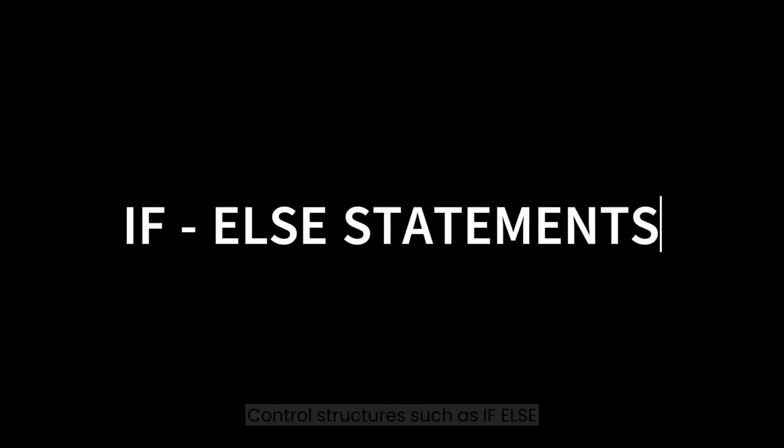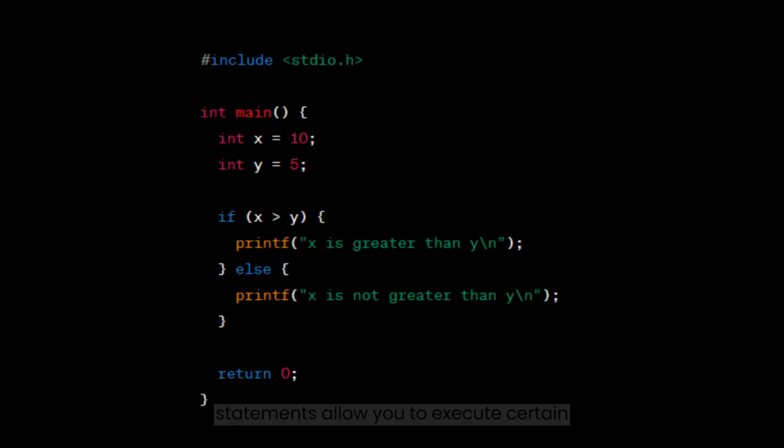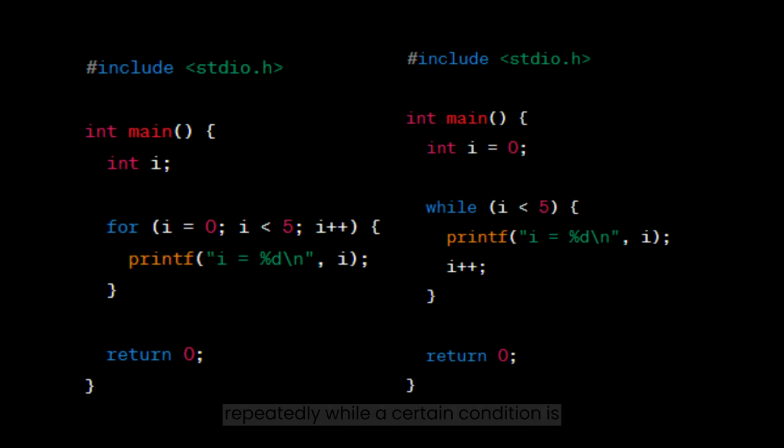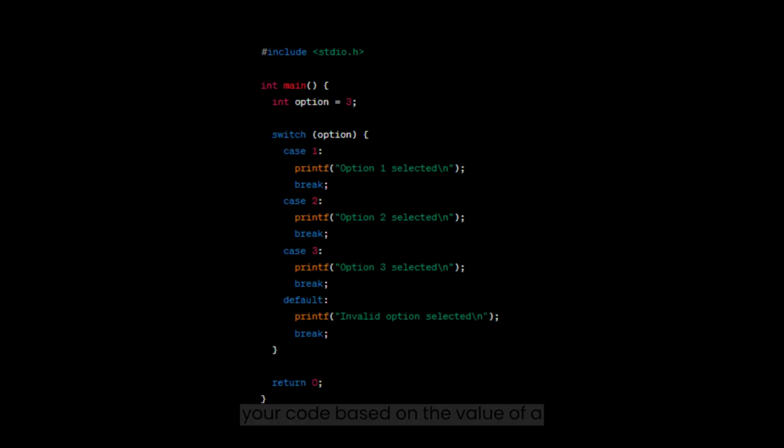C language also has logical operators, such as and, or, and not, that you can use to combine multiple comparison expressions. Control structures, such as if-else statements, allow you to execute certain parts of your code conditionally based on the result of a comparison expression. Loops, such as for and while loops, allow you to execute a block of code repeatedly while a certain condition is true. Switch statements allow you to execute different parts of your code based on the value of a variable.